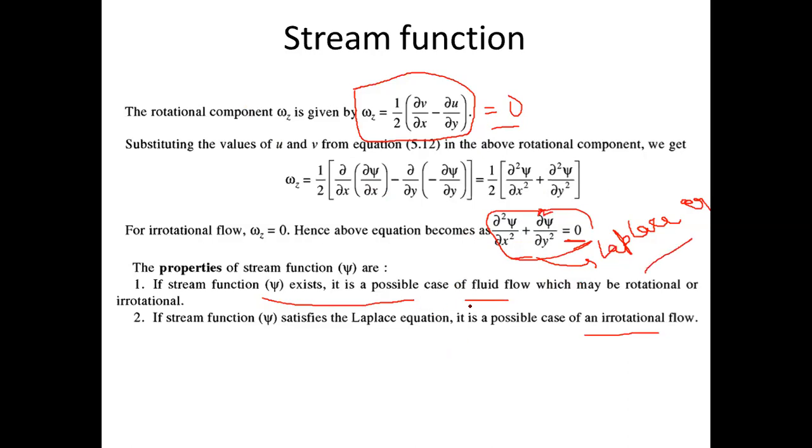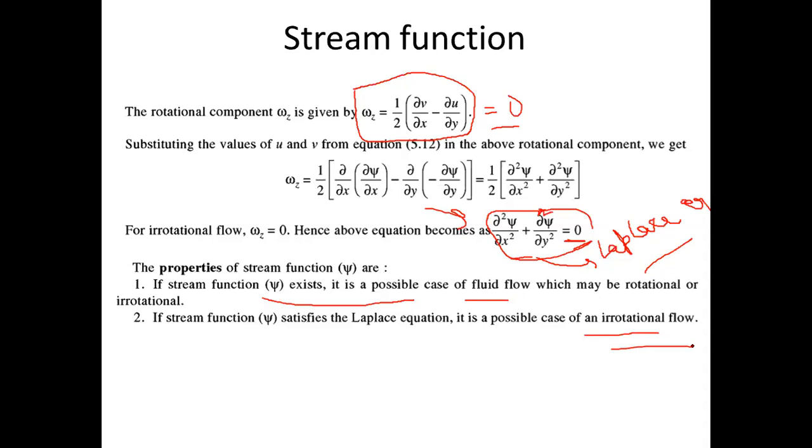Psi exists means fluid flow, but rotational or irrotational, I don't know. But if psi satisfies the Laplace equation, that means the flow is irrotational flow. 2 points. Psi exists, that means a case of fluid flow. Rotational or irrotational, I don't know. But if that psi satisfies the Laplace equation, that means it's a case of irrotational flow. Am I clear?